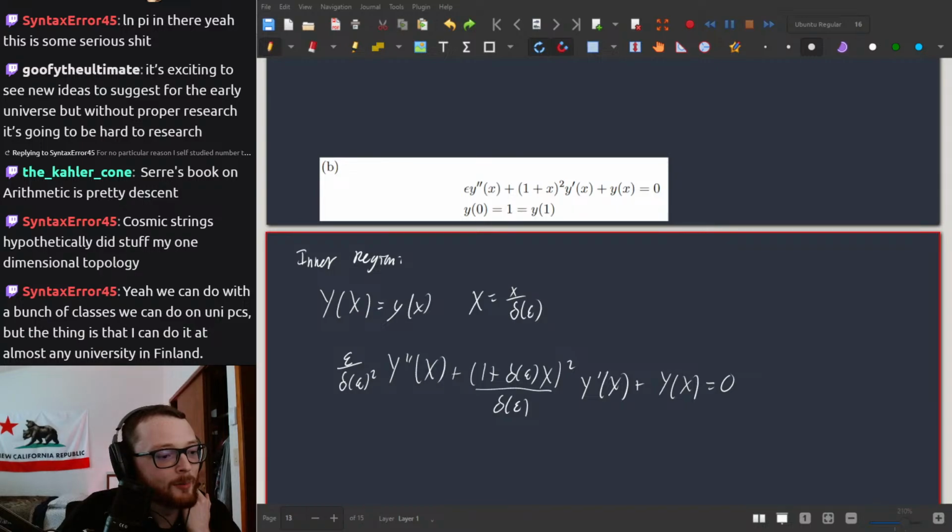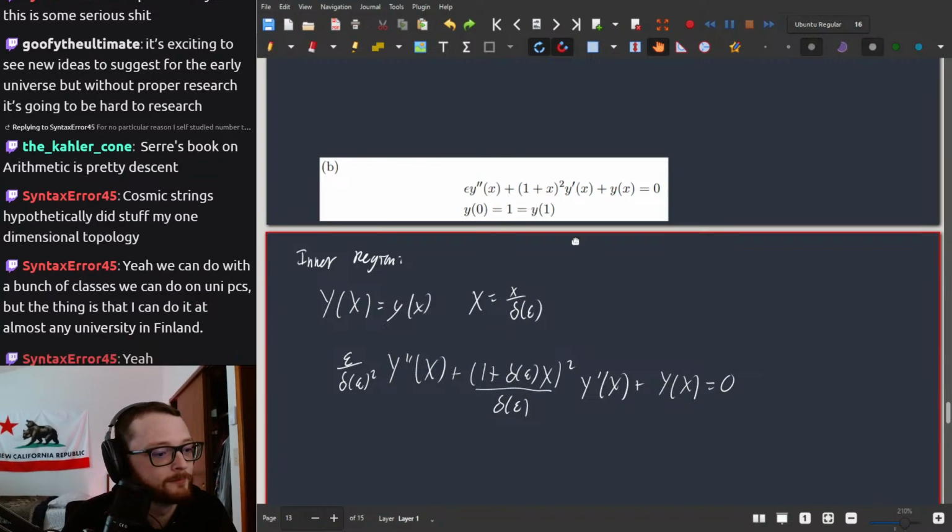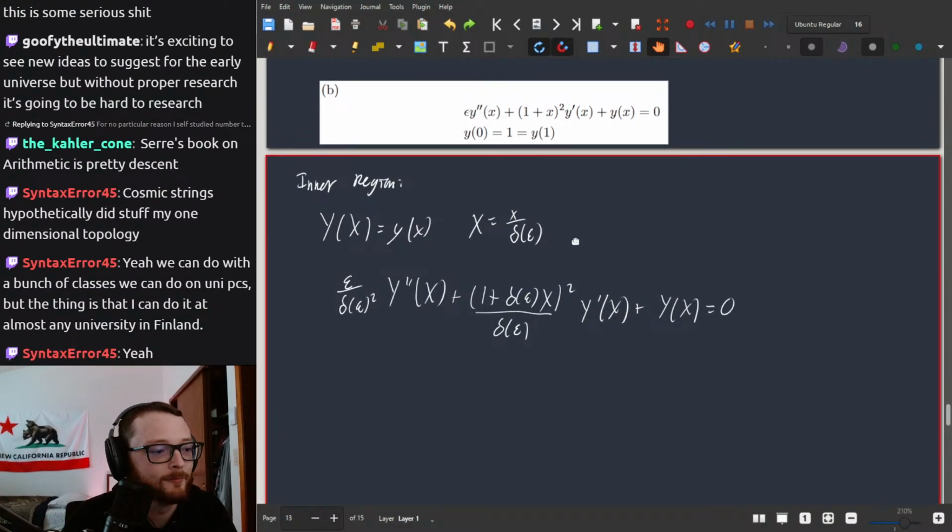We can do it on uni PCs. Thing is, I can do it at almost any university in Finland. Like, take the exam to pass out of a class? What? Oh, I'm still writing in blue. There we go. Wait, so would that count as credit at nearly any university in Finland then too, or just at your current university?